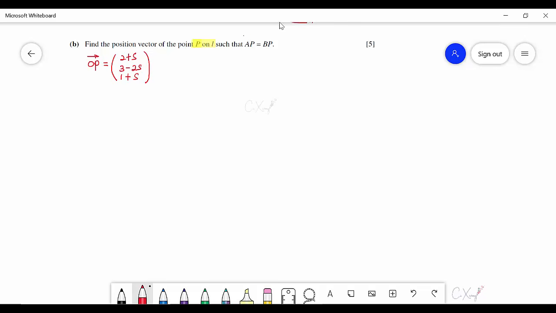Okay, so in the information that they give us here, they said AP equals BP. So AP means the length of vector AP, the length or modulus of vector AP, equals the length or modulus of BP. Before you find the length of the vector, you need to find the vector first. So I want to find the vector AP first.